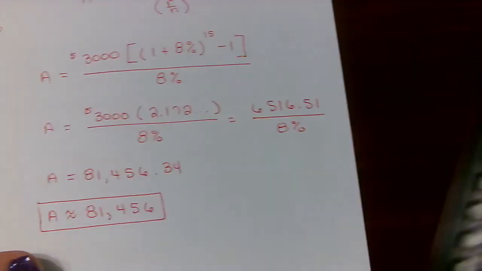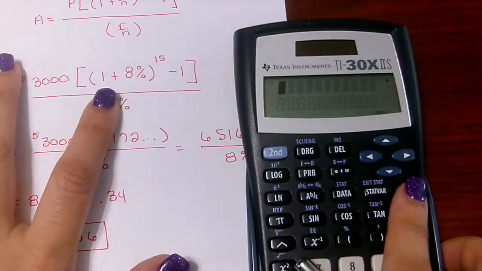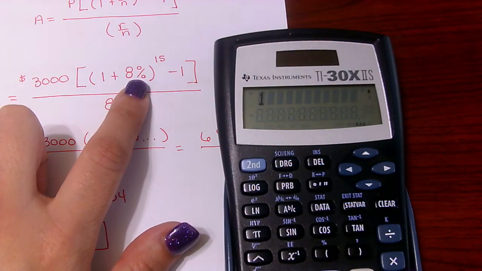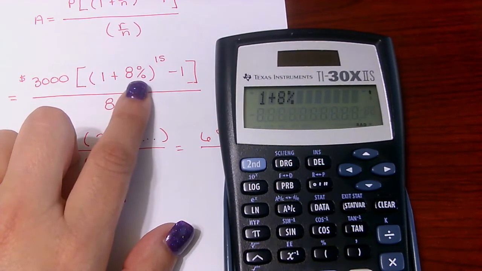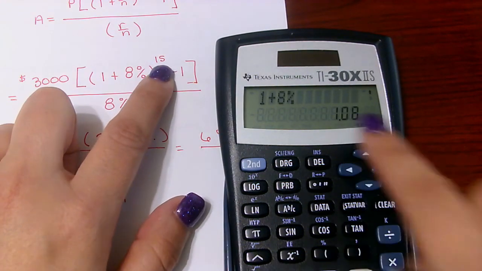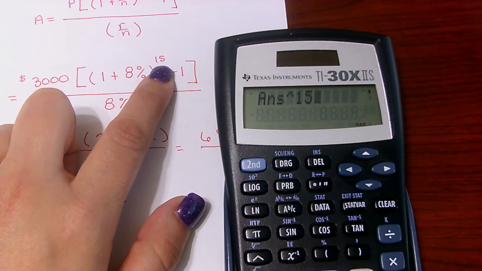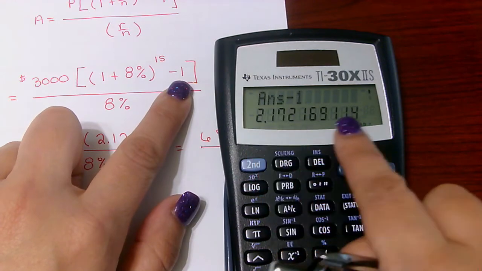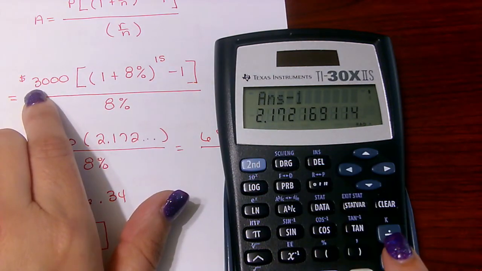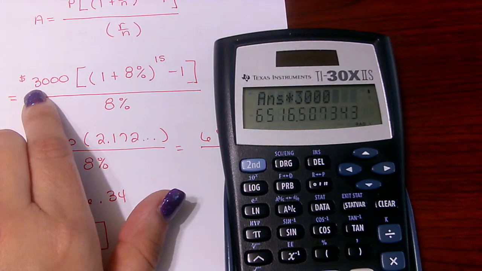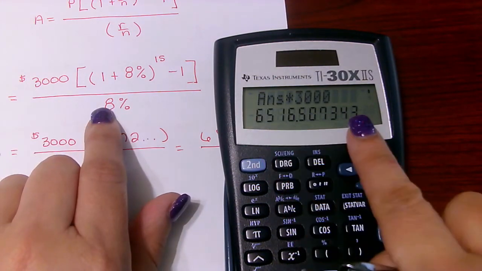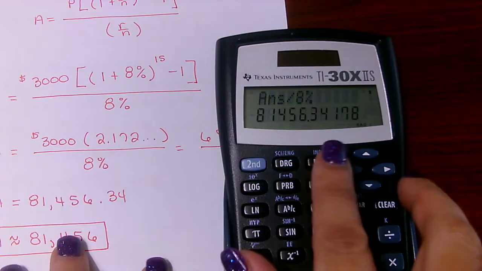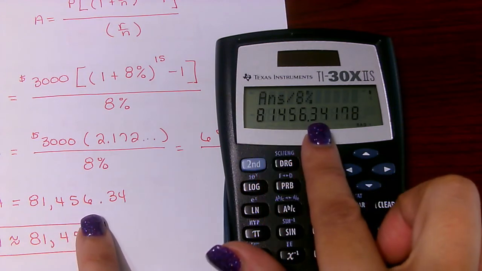If you decide to do this step by step, I'll show you how to do that. Always start with the numerator parentheses here. I'm going to put in 1 plus 8%. I'm going to take this value and raise it to the 15th power. Now I can subtract 1. Once I get this value, I'm going to multiply that by 3,000. Press enter, and you can take this value now and divide it by 8%. As you can see, you get the exact same number.